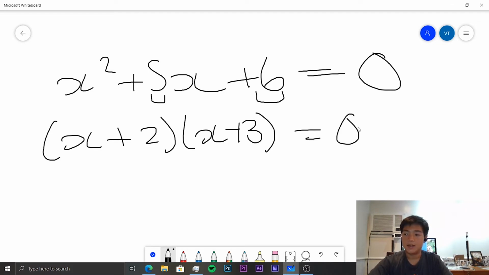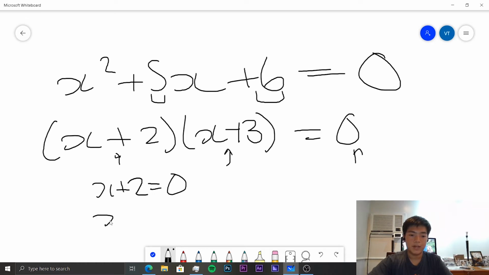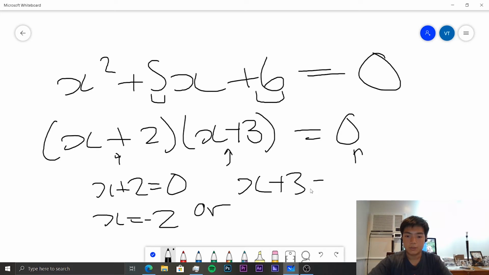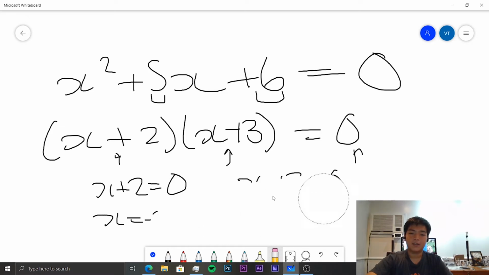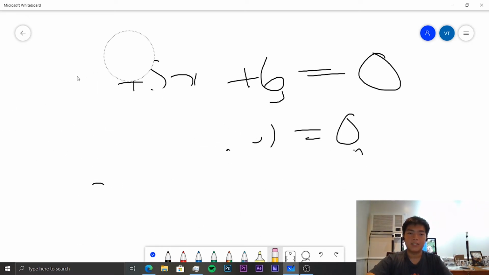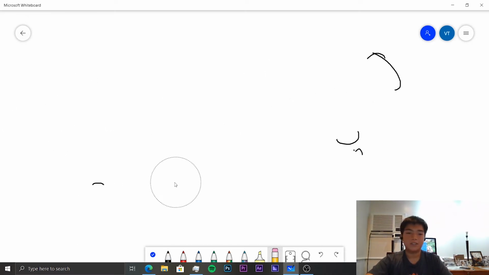Since for the product to equal 0, one of these must equal 0, we know that x plus 2 equals 0 and x equals negative 2, or x plus 3 equals 0 and x is equal to negative 3. So that's pretty much how you solve a quadratic equation through factorization, and we just have some problems that we'll go through. It will be a pretty short speedrun.